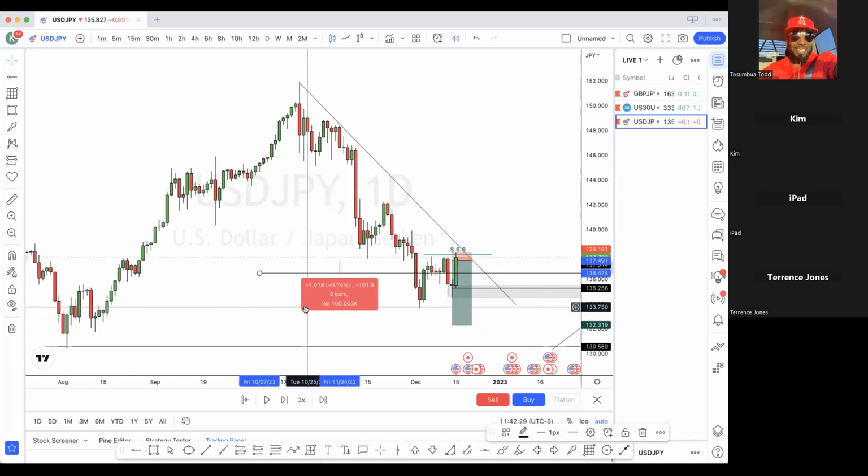Close your app. Don't look at it. Once you analyze and you enter the trade, you have a stop loss, you have a take profit. Stop looking at it, because when you look at it, it's going to make you do things that are not in your character. So you start messing up. So if you have a take profit of 100 pips, let it hit your take profit. That is true.